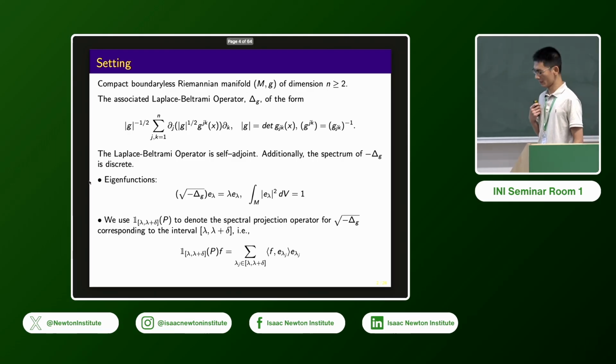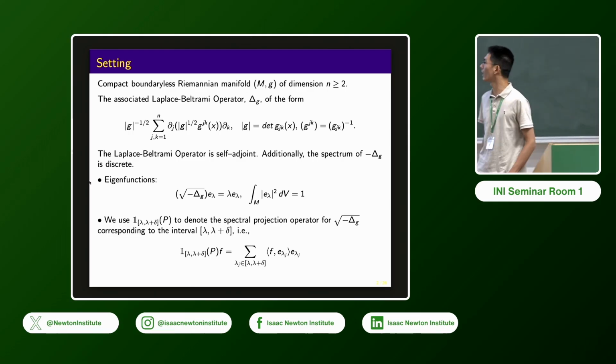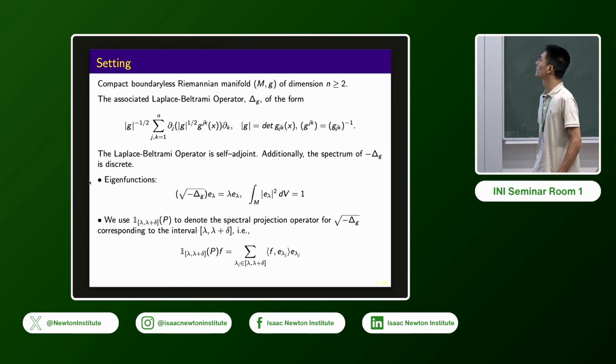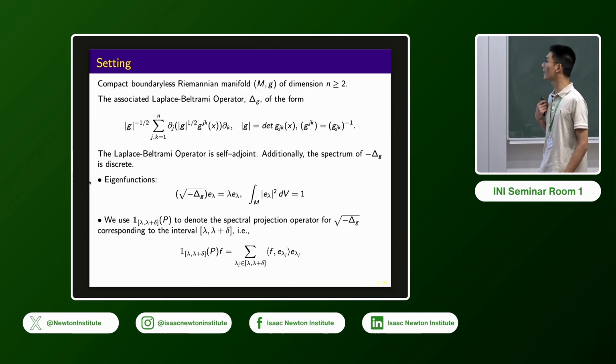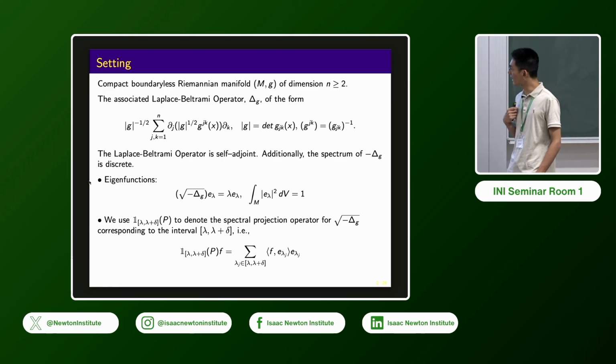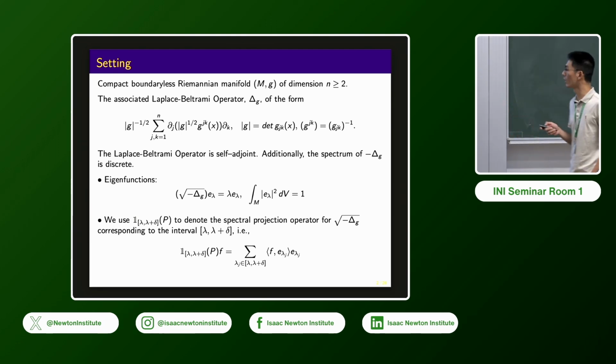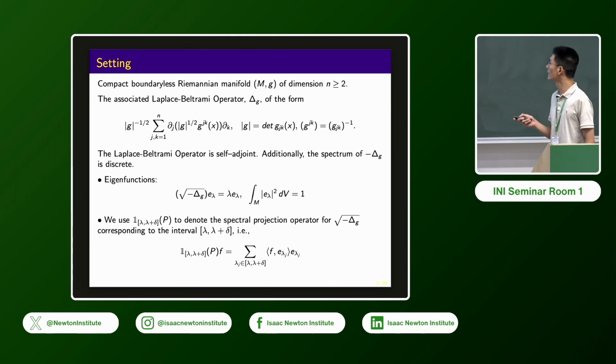The other notation we use is the indicator function, where P is the square root of negative Laplacian, to denote the spectral projection operator for intervals from lambda to lambda plus delta. So this acting on a function f gives a linear combination of eigenfunctions with eigenvalues in this interval, with the coefficients coming from the inner product.